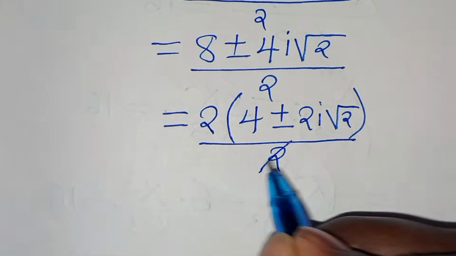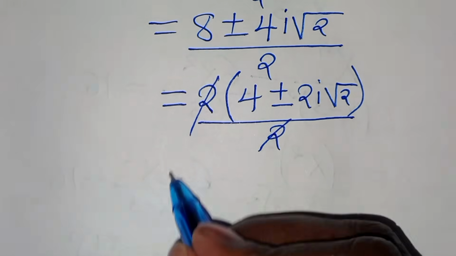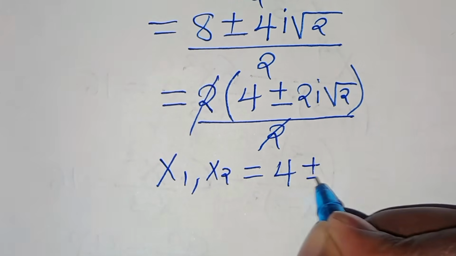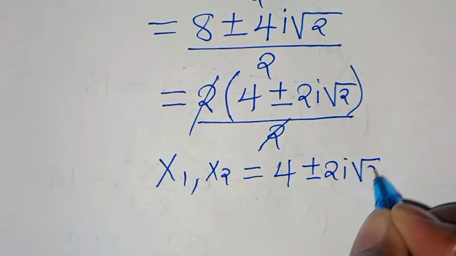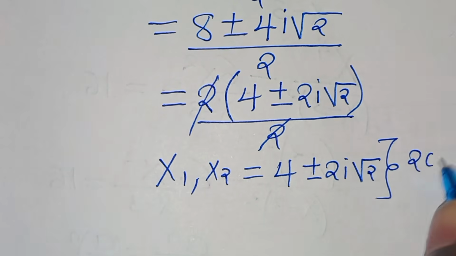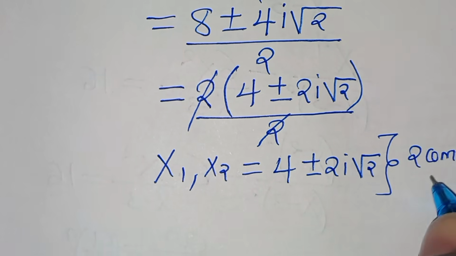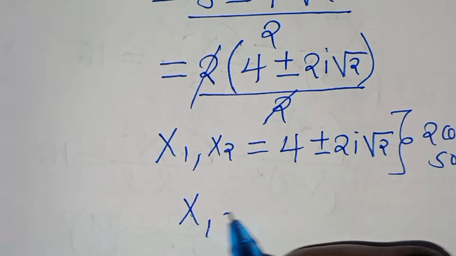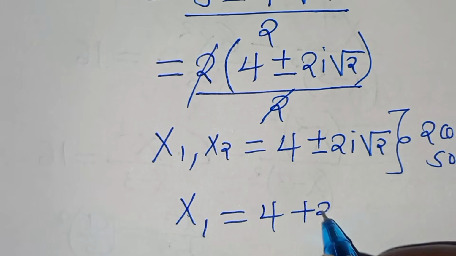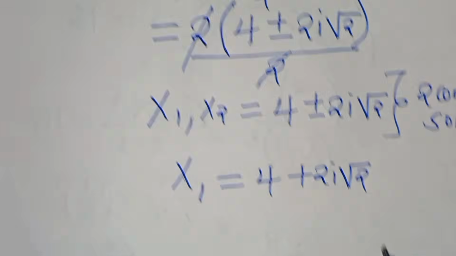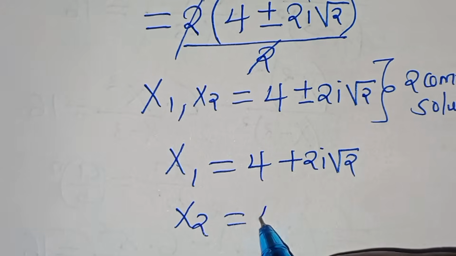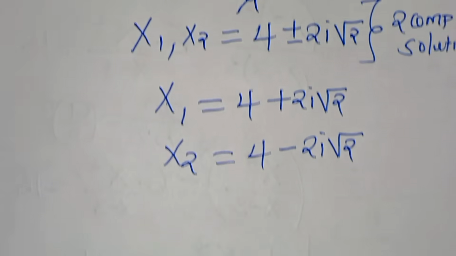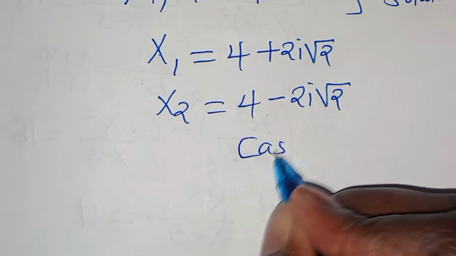So we can simplify 2 and 2 here. And this means that x1, x2, this is equal to 4 plus or minus 2i square root of 2. Now, these are two complex solutions. That is x1 is equal to 4 plus 2i square root of 2, and x2 is equal to 4 minus 2i square root of 2. Now, let's proceed to case 2.